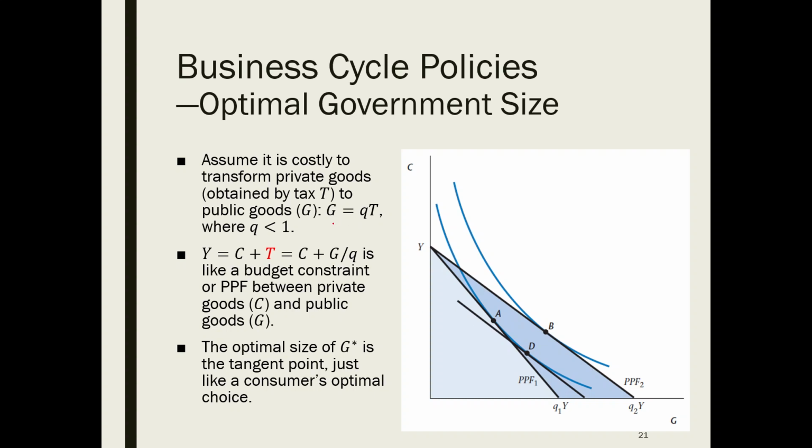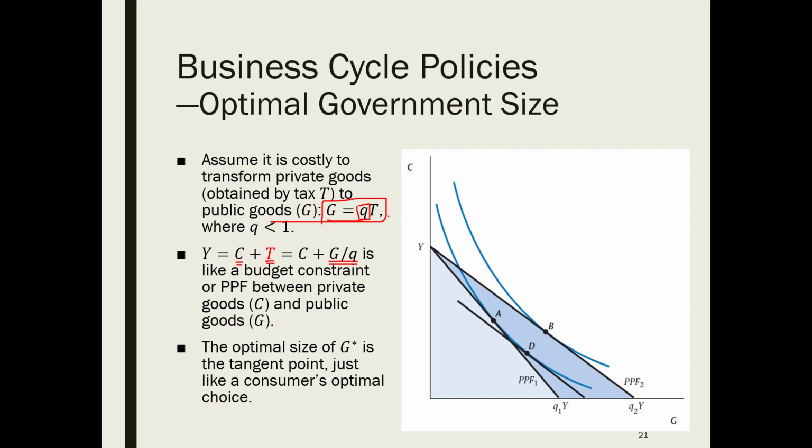Essentially, it is a question of trading off between private consumption and public consumption. To see this point, assume that there is a cost to transform tax T to government expenditure G due to bureaucratics. Therefore, G is equal to a fraction Q of T. The output Y produced by consumers and firms is partly used as private consumption C, and the rest of it is collected as tax T, which is then transformed by public sector into public consumption G.